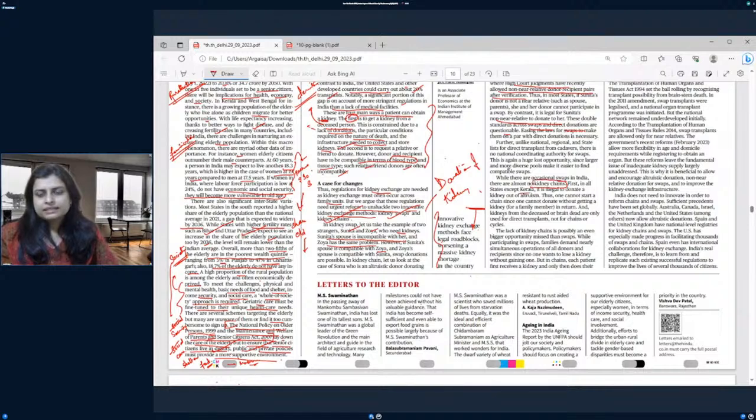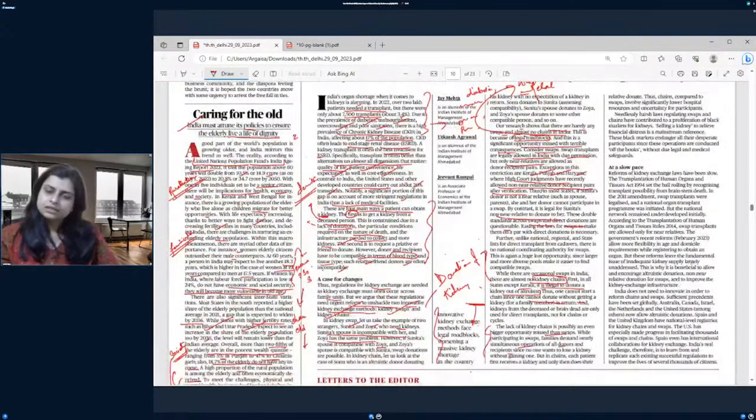First, in all states except Kerala, it is illegal to donate a kidney out of altruism. That means, if you are willing to do it as an act of generosity, this is not possible. Thus, one cannot start a chain since one cannot donate without getting a kidney. So, the lack of kidney chains is possibly an even bigger opportunity missed than swaps. While participating in swaps, families demand nearly simultaneous operation of all donors and recipients. But in chains, each patient first receives a kidney and only then does their relative donate. Thus, chains compared to swaps involve significantly lower hospital resources and uncertainty for participants.